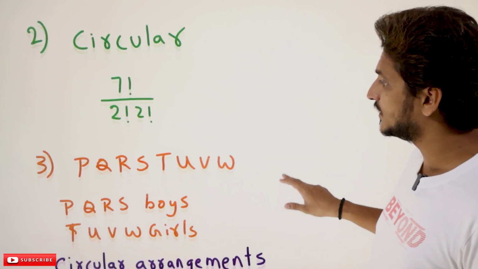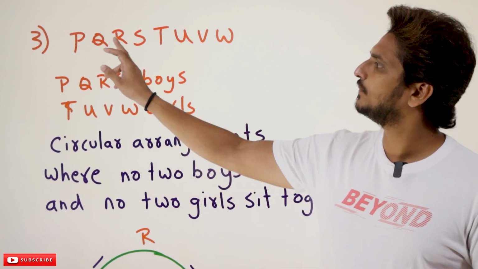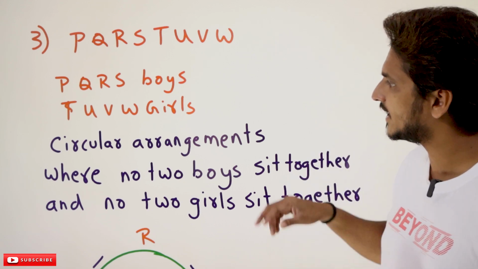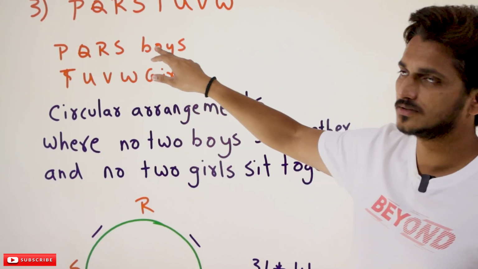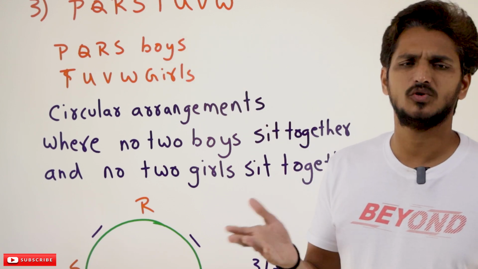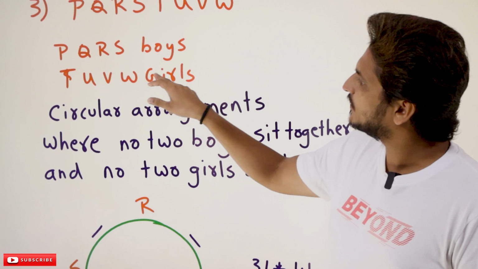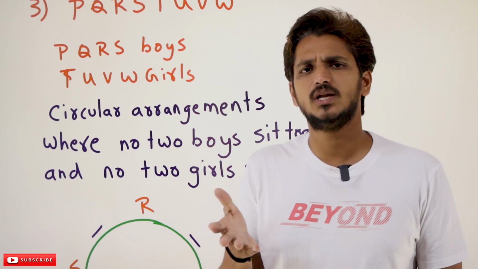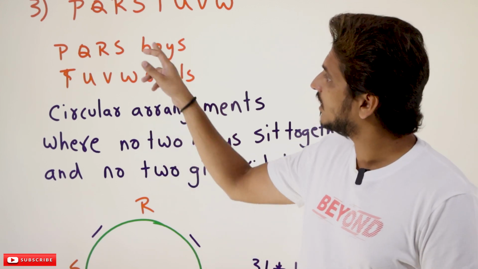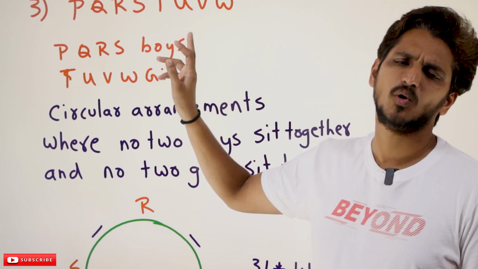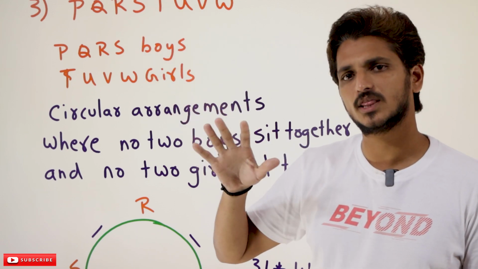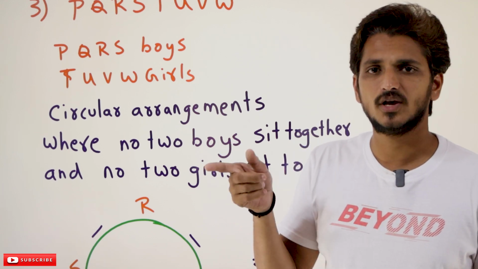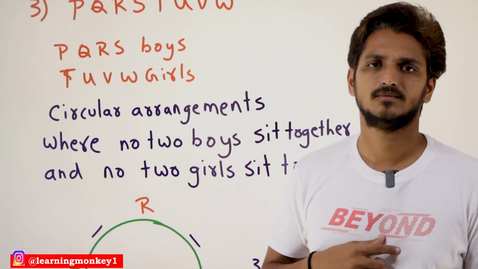Similarly, the third example is a bit complex to understand. Let's take P, Q, R, S, T, U, V, W. These are the alphabets they have provided, and they say to consider P, Q, R, S as boys. 4 boys are there. T, U, V, W, consider them as girls. In total, how many are there? 4 boys and 4 girls, so 8. How many ways can you arrange them in circular order? n is equal to 8, so 8 minus 1, which is 7 factorial.